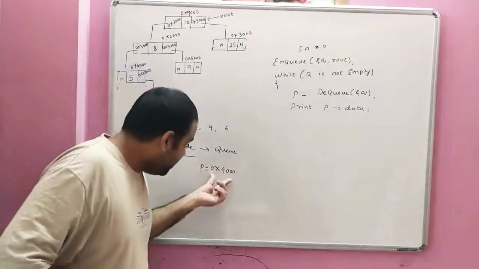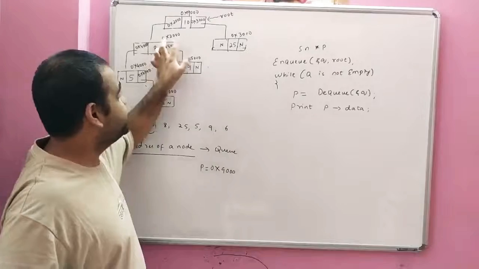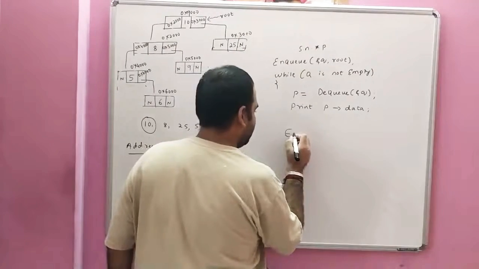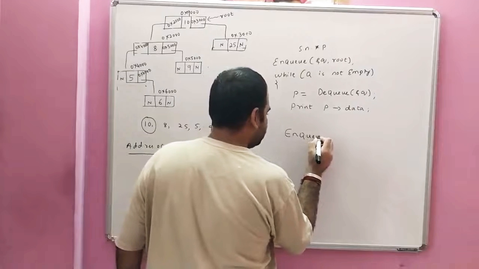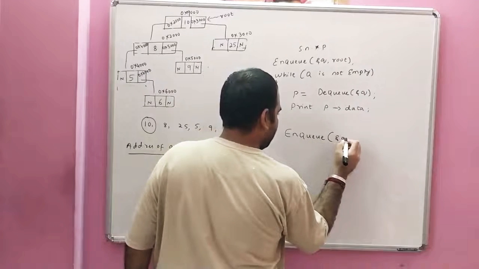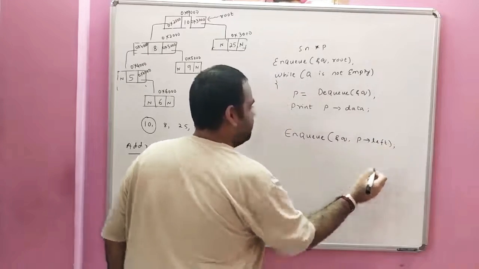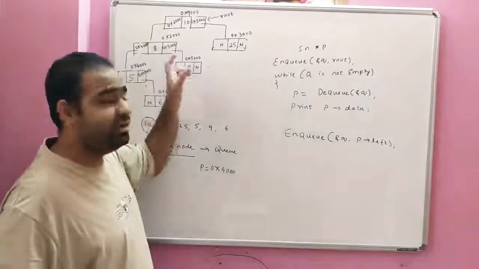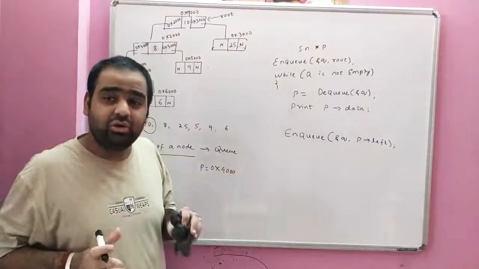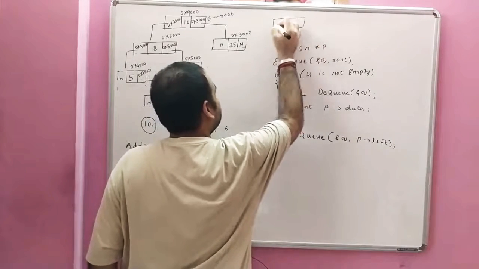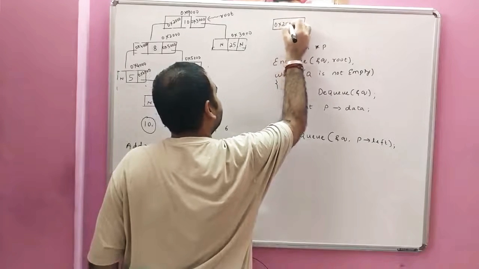Now, this 9000 arrow left, which is 2000, should be enqueued on the queue. Hence, we write here enqueue. In the queue, what do we enqueue? We enqueue p arrow left. Now, what is p arrow left? 9000 arrow left is 2000, and this 2000 is again an address of a node. Therefore, you enqueue 2000 onto the queue.